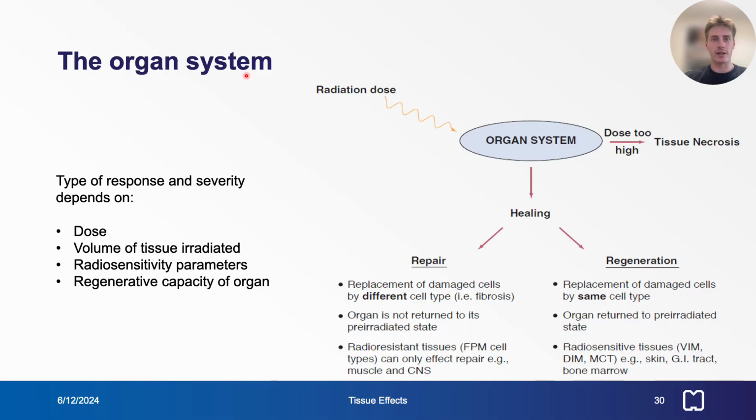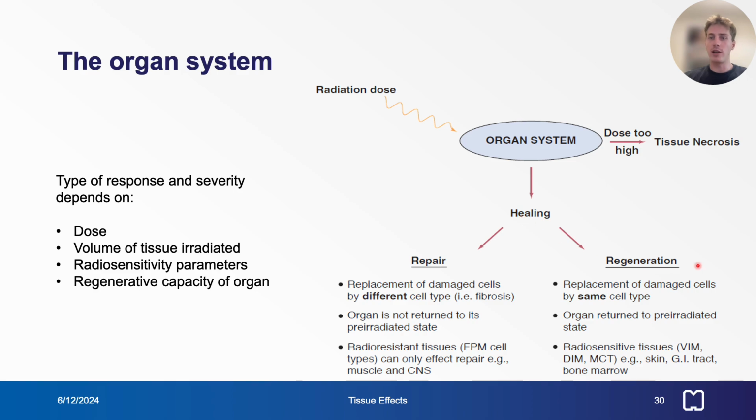In terms of the organ system, the type of the response and its severity will depend on the dose, the volume of tissue irradiated, its radiosensitivity parameters, and the regenerative capacity of that organ. So upon a radiation dose, if the dose is too high, the organ system may undergo tissue necrosis. Otherwise, healing may happen. In one case, you may have repair, in which damaged cells are replaced by a different cell type. This is fibrosis, and in this case, the organ is not returned to its pre-irradiated state.